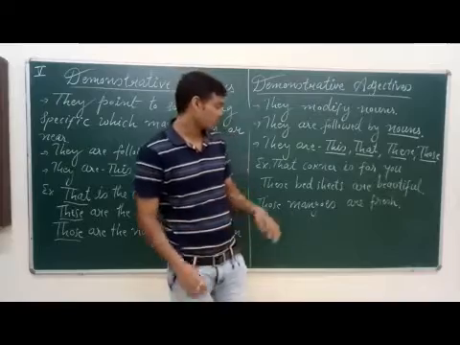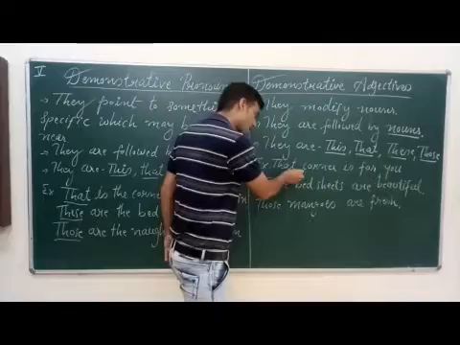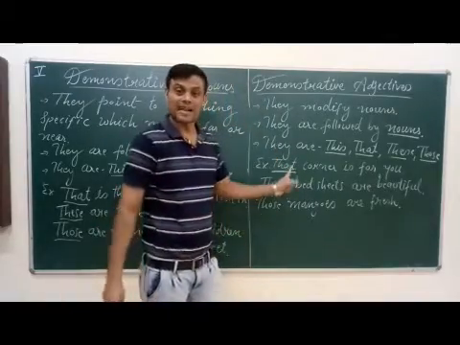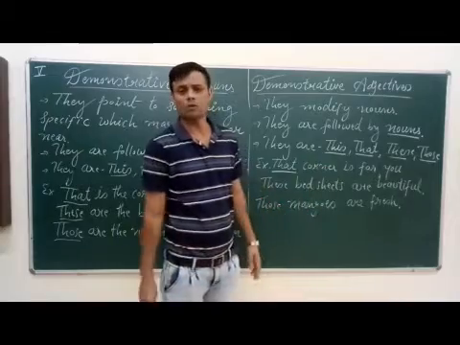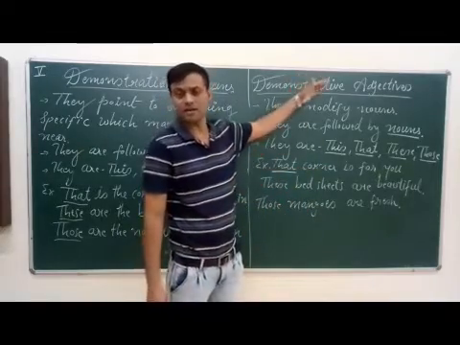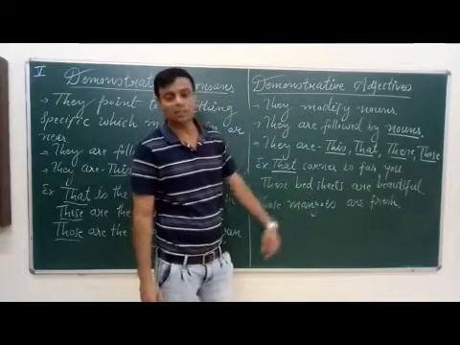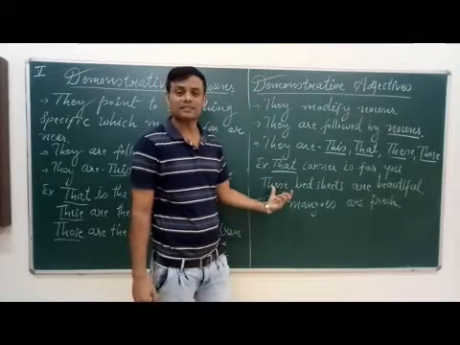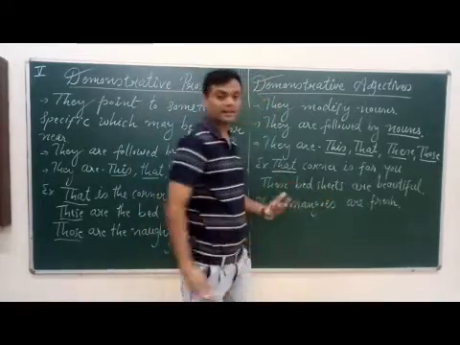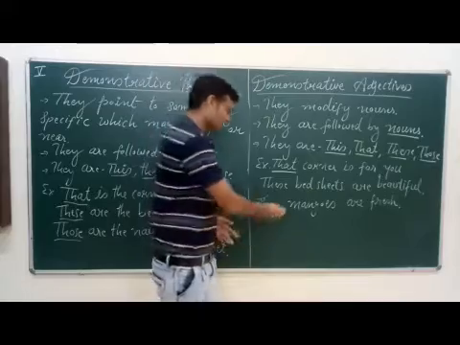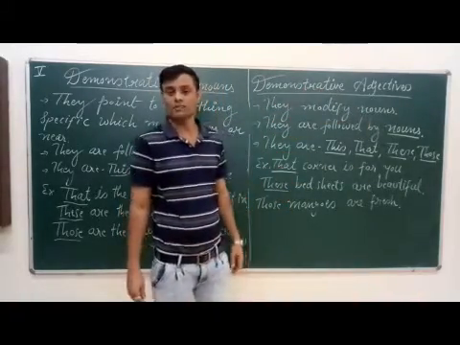See the examples. That corner is for you. Here that is followed by corner, and corner is a noun. So that is a demonstrative adjective. Next, these bed sheets are beautiful. Here these is followed by bed sheets, which is also a noun. So these is a demonstrative adjective.